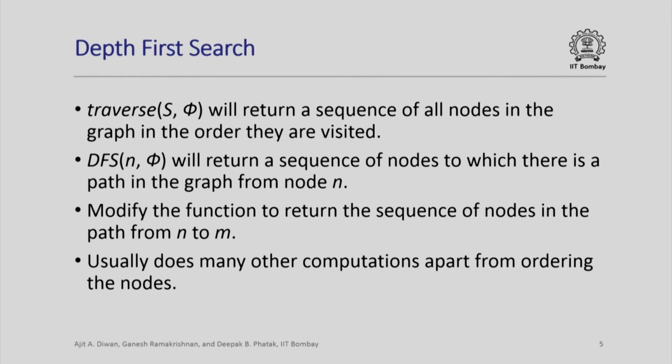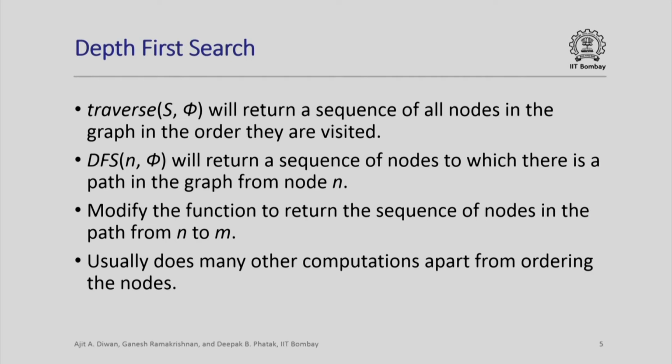When we start with the set of all nodes in the graph and the empty set as the initial visited sequence of nodes, this will return all nodes in the graph in the order in which they get visited. On the other hand, DFS n comma phi will return a sequence of nodes to which there is a path in the graph from node n. So, if there is no path from node n to some node, it will not get added to the sequence DFS n phi, and this is something that you can prove by induction.